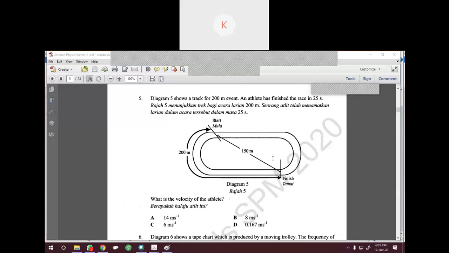Sir, okay, let's say they only give the 200 meter, they never give the displacement. How are we supposed to find the answer? Then Rishika, you won't get the answer. You won't be able to get the answer if they don't give you 150, unless they give you like a rectangle.